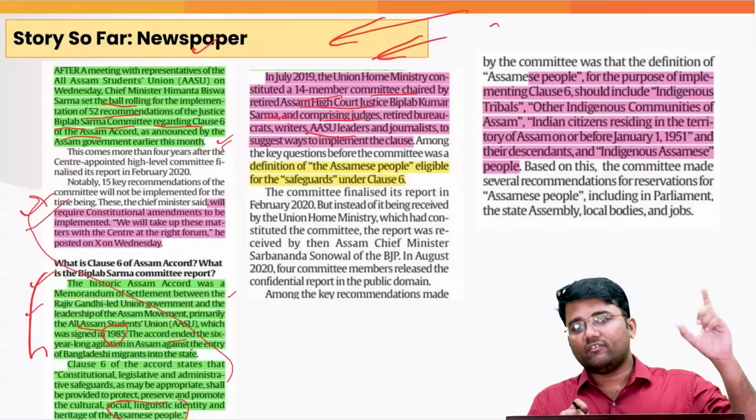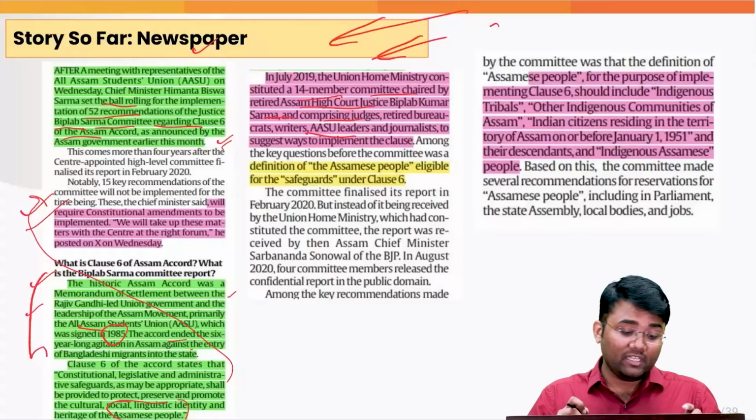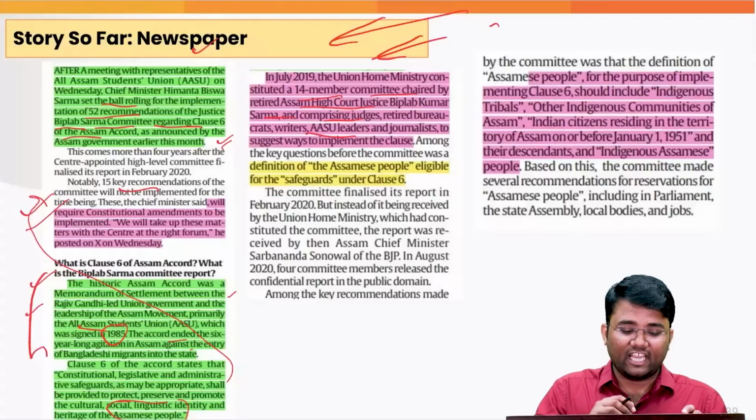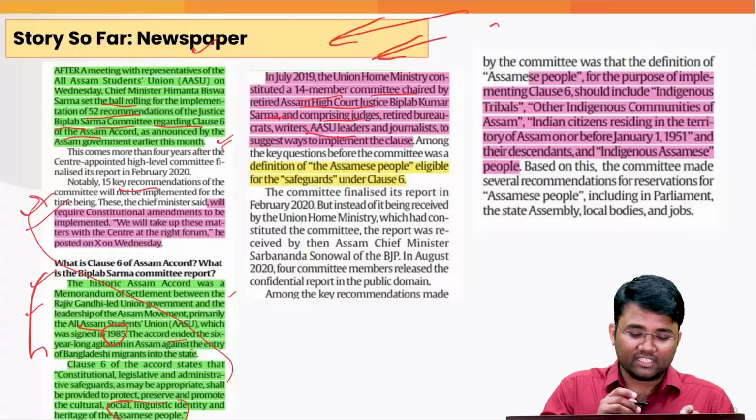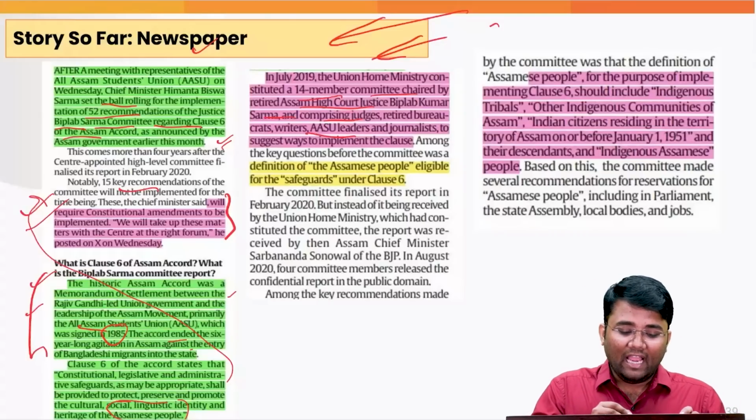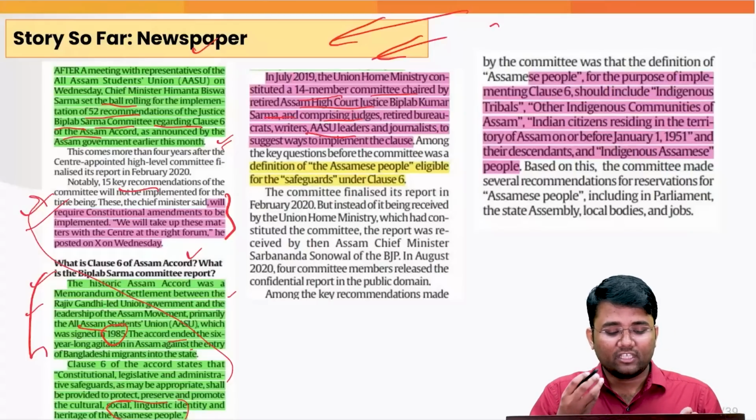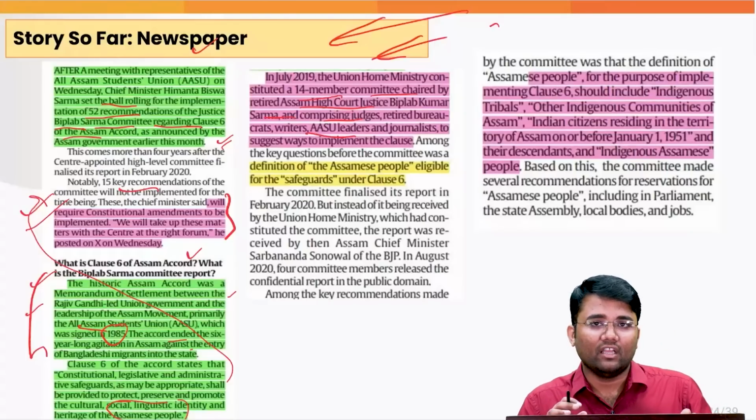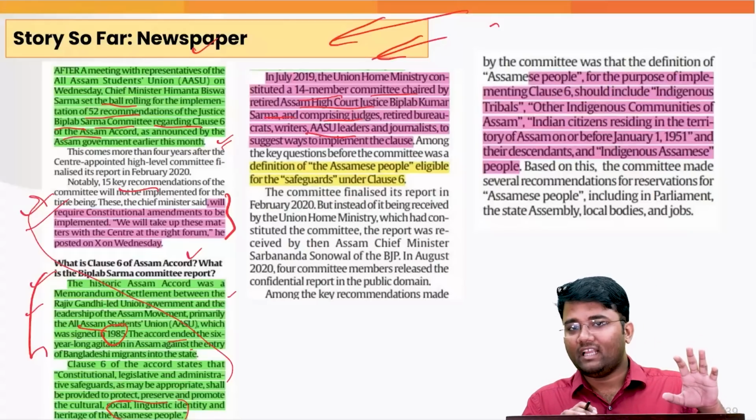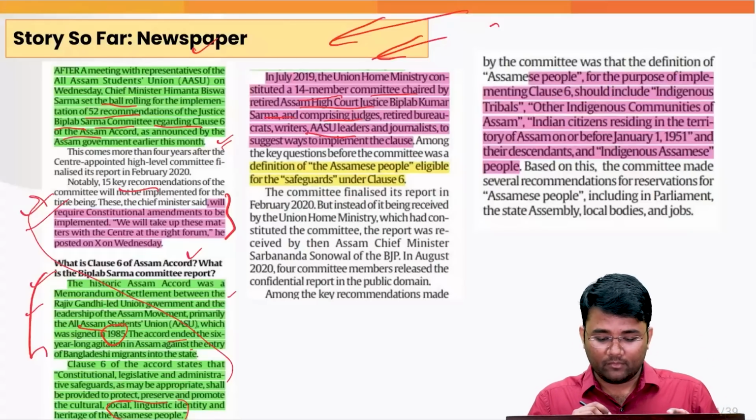The committee has given 52 recommendations. Notably, the 15 key recommendations of the committee will not be implemented for the time being. The Chief Minister says that they will require a constitutional amendment to be implemented, and we will take up these matters with the center at the right forum, he posted on X on Wednesday. So as of now, all the recommendations will not be implemented as they require a constitutional amendment.